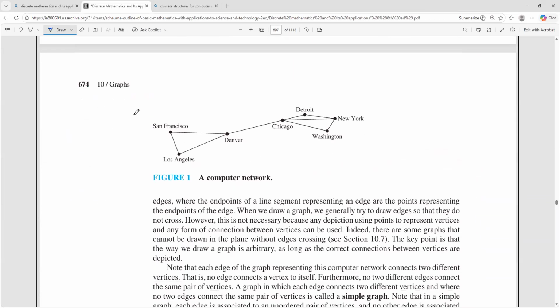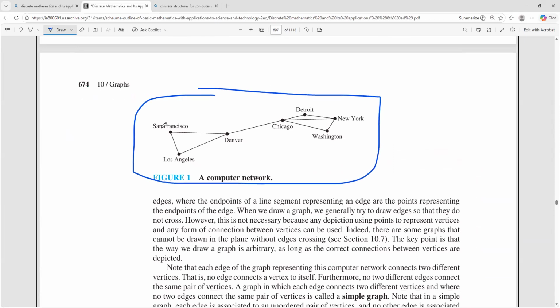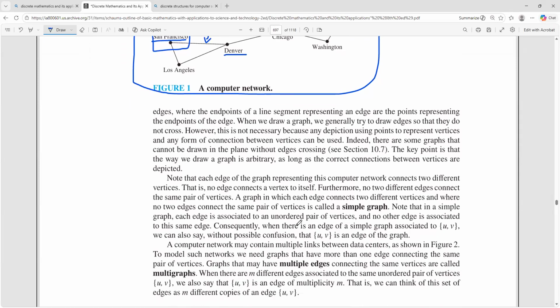The useful thing about graphs is that you'll see, especially later on in your CS careers, that we as CS people tend to use graphs a lot. Here's one example of the use of a graph to represent a computer network between different cities. Each city is a node, and we can represent the connection between two cities with an edge. This edge tells us that San Francisco is connected to Denver. Same thing for Detroit, New York, Detroit, Chicago, etc. These are examples of simple graphs.